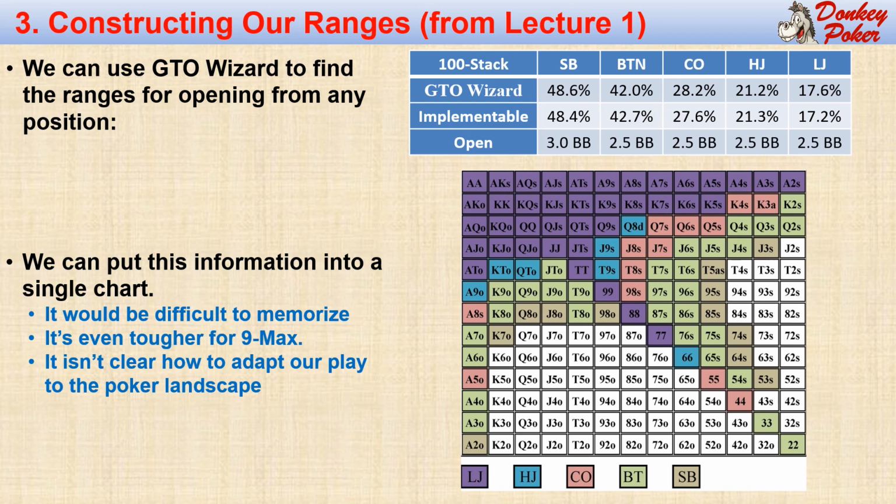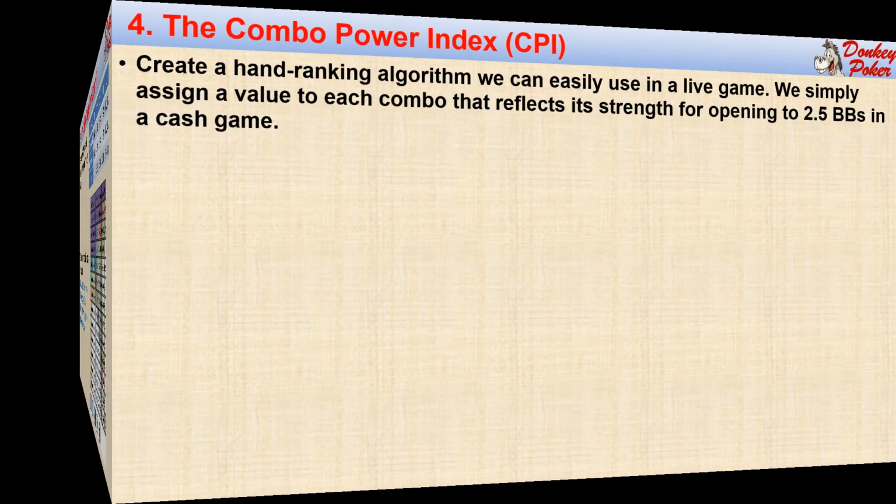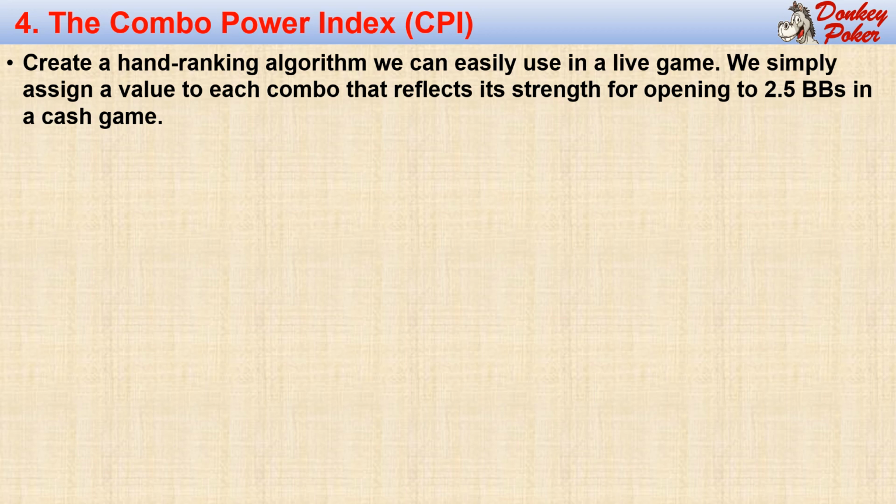We could put this information into a chart and it would be quite accurate, but this would also be fairly difficult to memorize and use at a live table, especially for 9 max, for which we would need to memorize a chart with 3 additional colors. Also, it isn't clear how we should adjust our decision based on the specific players in our game. So, what is a serious poker player to do? The first thing we can do is to create a GTO hand ranking scheme that is easy to remember and use at a live table.